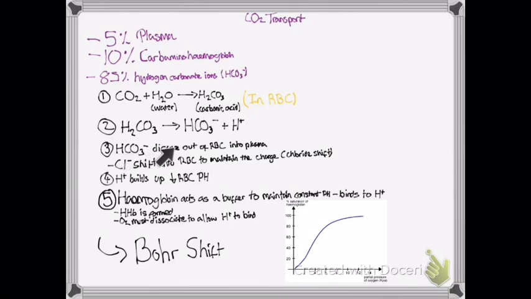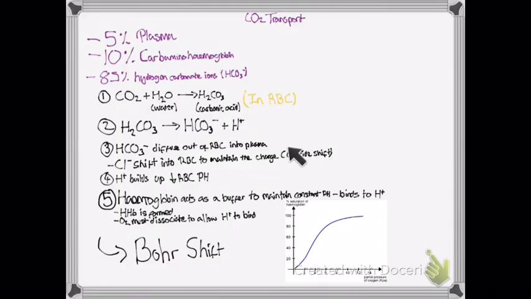Hydrogen carbonate ions diffuse out of the red blood cell into the plasma. This causes chloride ions to shift into the red blood cell. This is called the chloride shift. Hydrogen ions build up within our red blood cell, lowering the red blood cell pH, and we know the dangers of that in a protein. So this pH needs to be buffered, and the way we do that is through hemoglobin. Hemoglobin acts as a buffer to maintain constant pH.